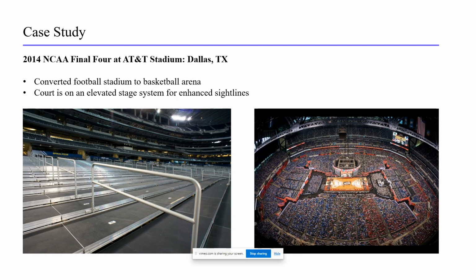NCAA, for several years we've been working with a partner and the NCAA to convert the seating in football stadiums to be more intimate for Final Four basketball tournaments. Obviously, you have to bring the seating down to the court level. So we basically do an overbuild over the entire lower bowl. We also build the basketball court. That's an elevated stage system for enhanced sightlines.